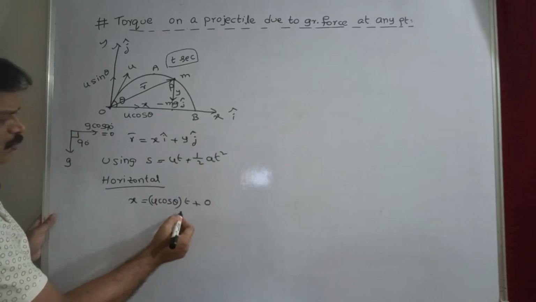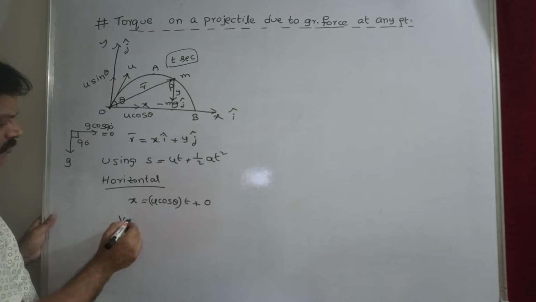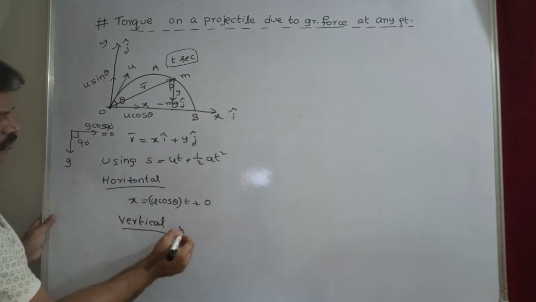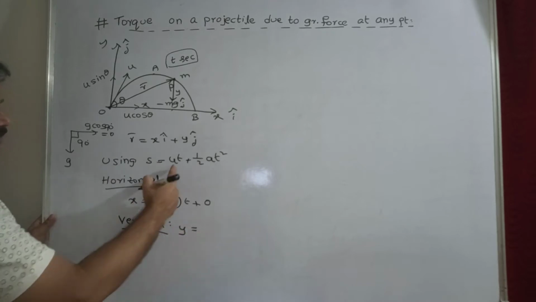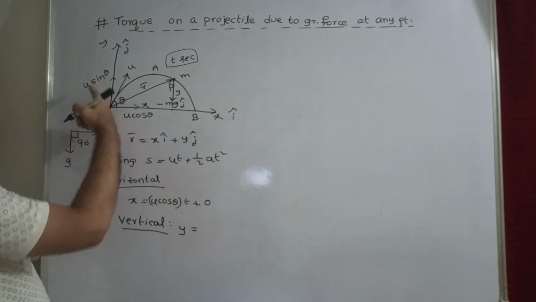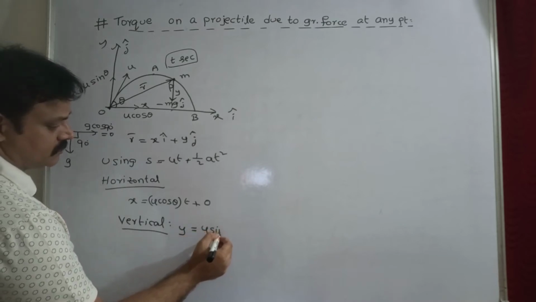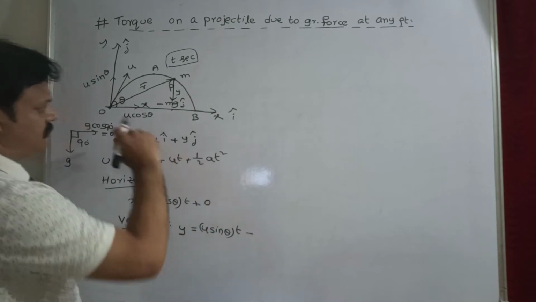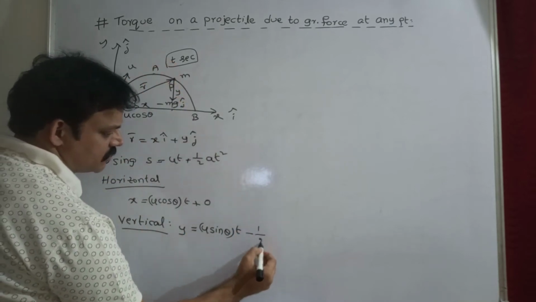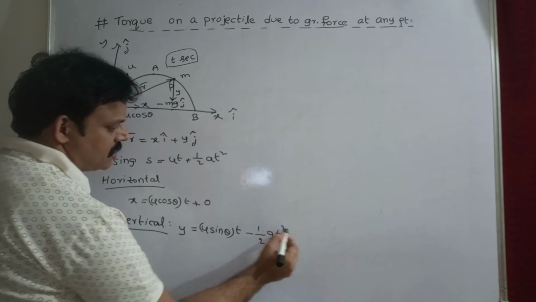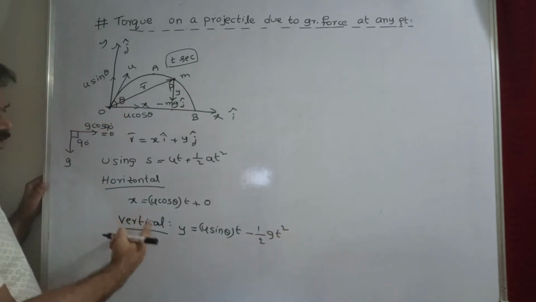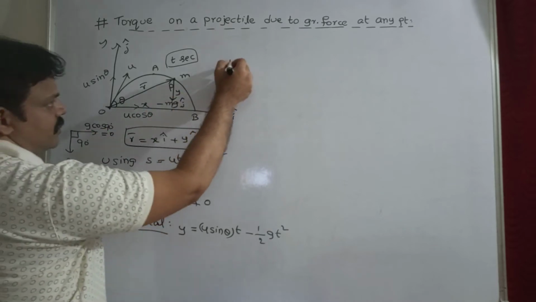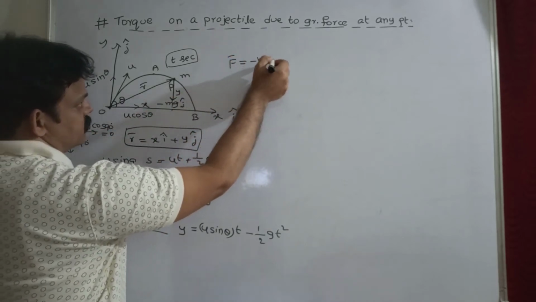Therefore, x equal to u cos theta into t, and applying the same formula along vertical direction, in place of S, I can write y. So y is equal to, in place of u, what is initial velocity along vertical direction? U sin theta. U sin theta into t. In place of a, I can write minus g, as the body is moving up against acceleration due to gravity. So minus half g t square. This is y. So we know x and we know y. We can substitute here to get r bar. And we got f bar as minus mg into j cap.